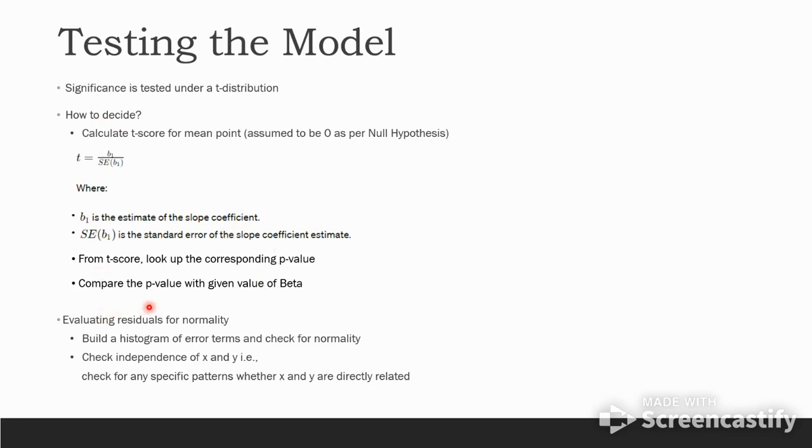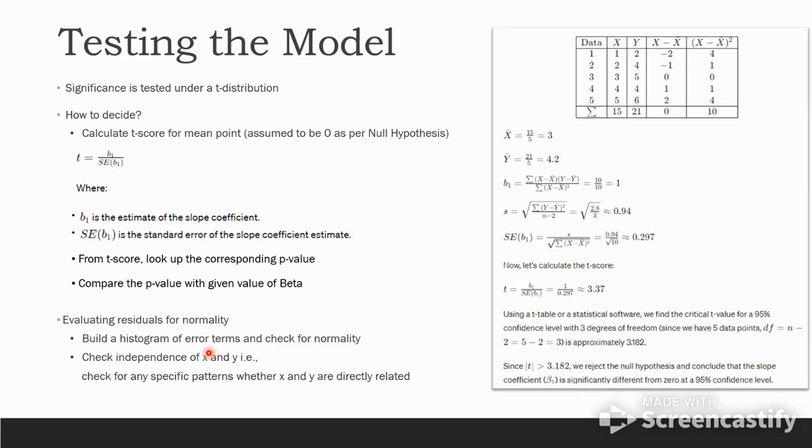And what other things can we test to say that our model is good or not? We can use the error terms also. In the assumptions, we had made some assumptions for the error terms. So we build a histogram of error terms. It should show some normality. Then we should plot these points and check that x and y are independent and there are no specific patterns where there is a very direct relationship between x and y. So they should be roughly linearly dependent but not having an exact relationship, linear or otherwise. So these are the two things that we need to check.